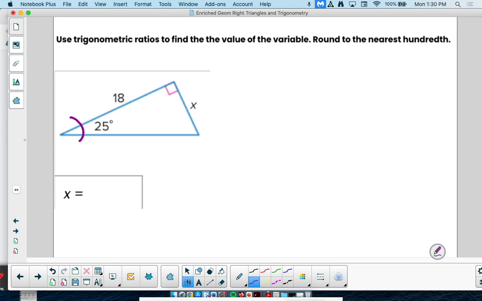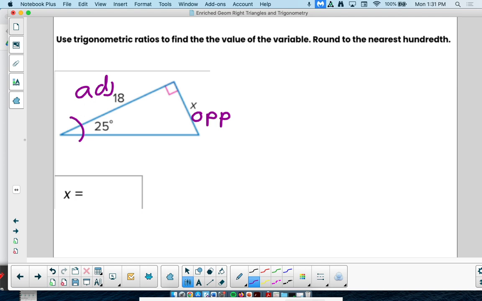And now from here, we have to label the sides of our triangle. But I only label the sides that we know something about to make it easier to figure out which ratio we're using. So what is x with respect to 25? Opposite, so I'm going to call this opposite. What's 18? Adjacent. Now you could label your hypotenuse, right? But do I know anything about the side length here? Nope. So I'm not going to label it because it's not going to help me.